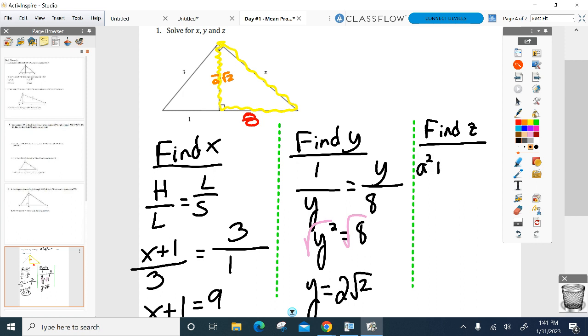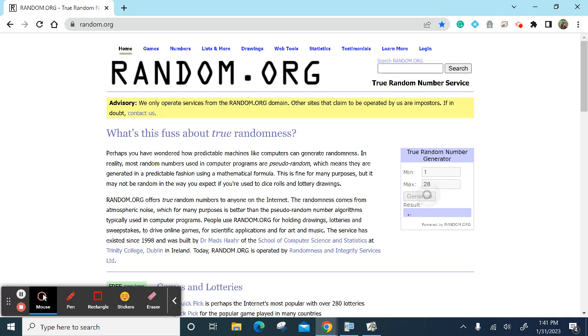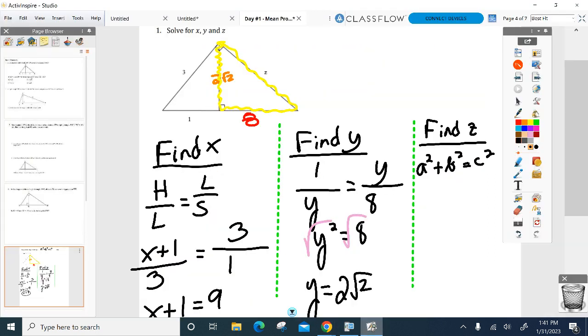A squared plus B squared equals C squared. What are A and B? Those are your two legs. So what are the two leg measures of this triangle up here? What are the two leg measures? 2 radical 2 and 8. Okay, so 8 squared plus 2 radical 2 squared equals Z squared. Everyone's good?